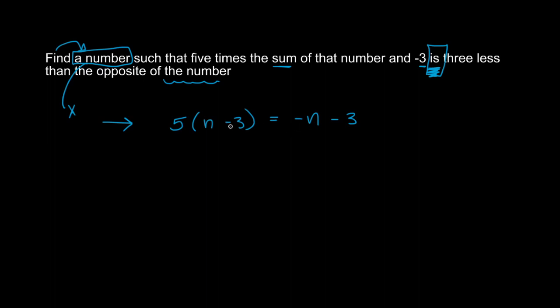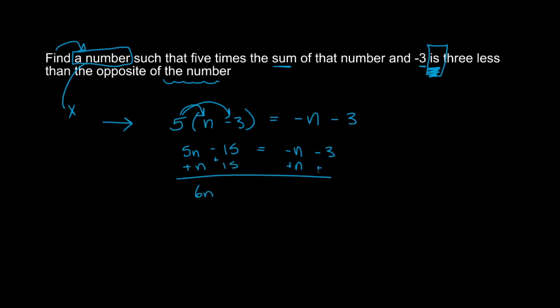So now let's solve for n. So 5 times n is 5n. 5 times negative 3 is negative 15. And this equals negative n minus 3. Well, let's add n to both sides. Isolating n, so 5n plus n is 6n. And I'm going to add 15 to both sides too. Let's just do that all in one step. So that's going to be equals negative 3 plus 15 is going to be 12. So 6n equals 12.